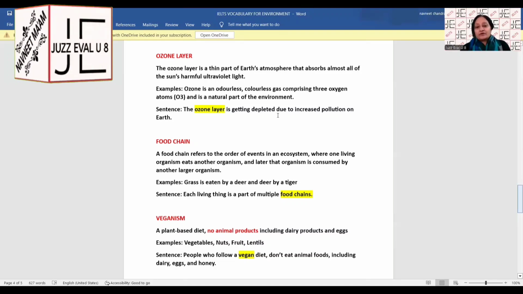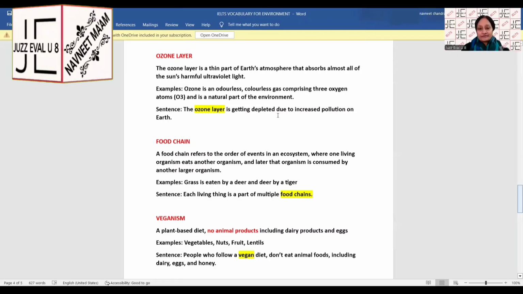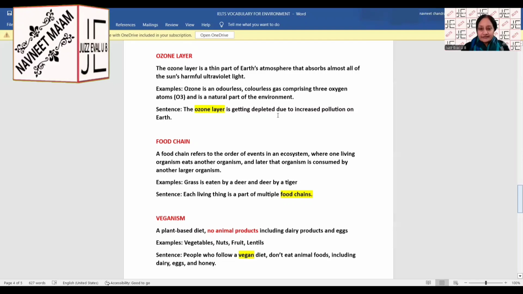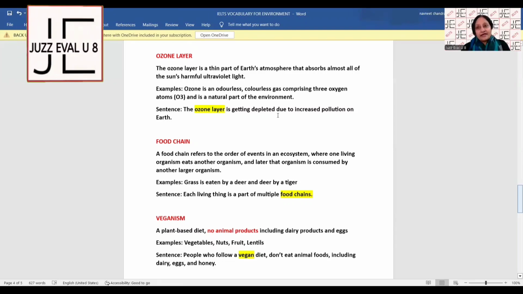Now we talk about veganism these days, that people have become vegan. What is that? Where people eat a plant-based diet, they do not eat any animal products, including dairy, eggs, and honey.